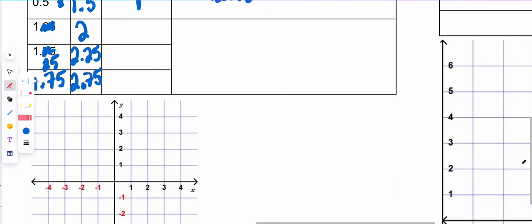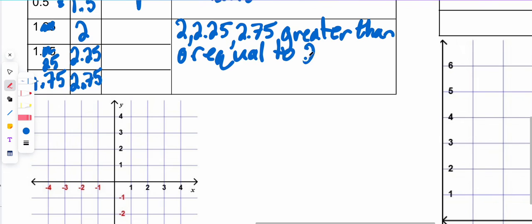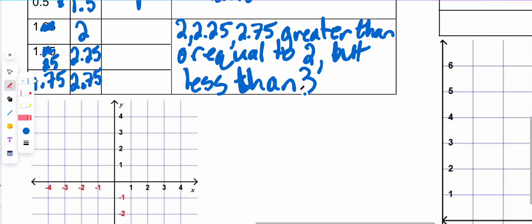So in these last ones here, where we got 2, 2.25, and 2.75, those are all greater than or equal to 2, but they're less than the next integer, which is 3. So that means all 3 of these would become 2.